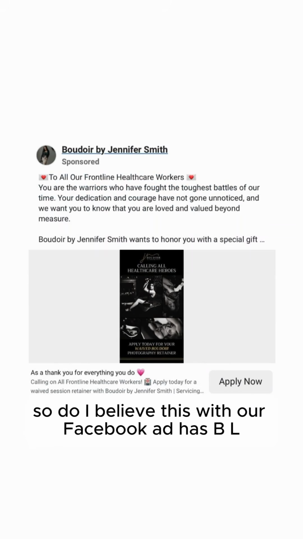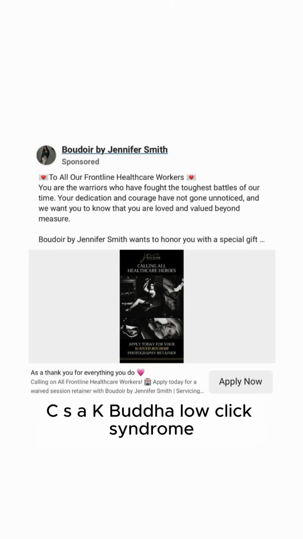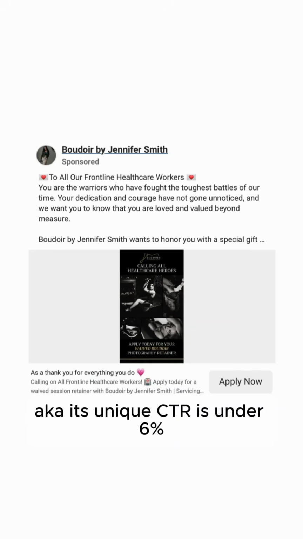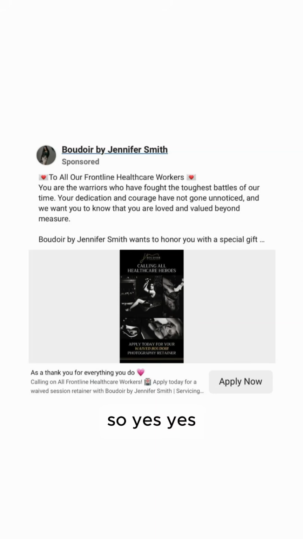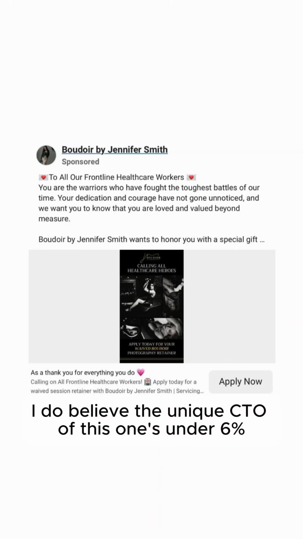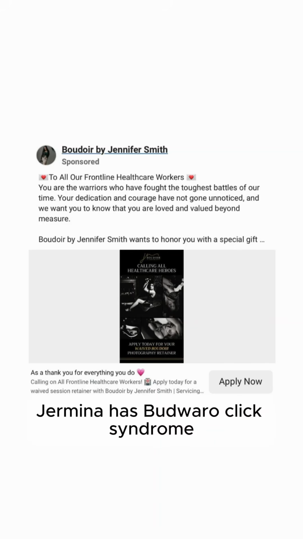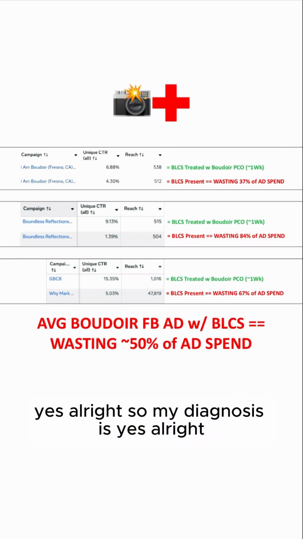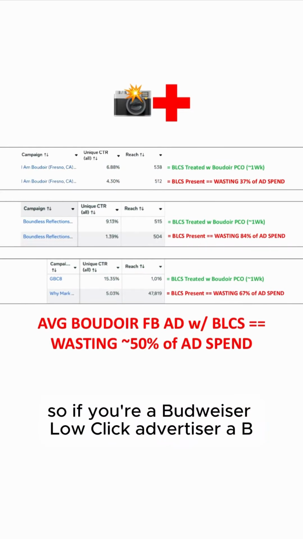So, do I believe this boudoir Facebook ad has BLCS, aka boudoir low click syndrome, aka its unique CTR all is under 6%? So, yes. Yes, I do believe the unique CTR of this one is under 6%, which would mean it has boudoir low click syndrome.